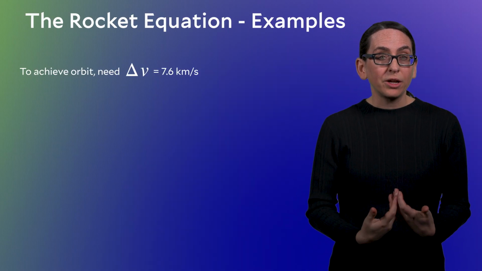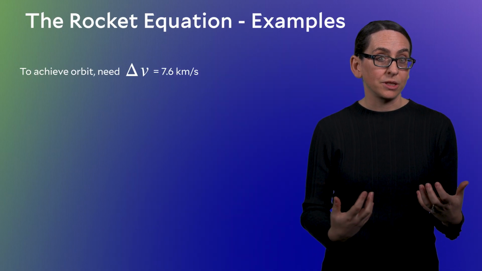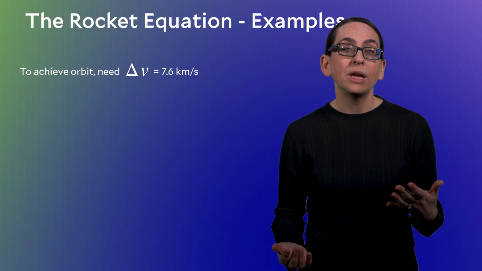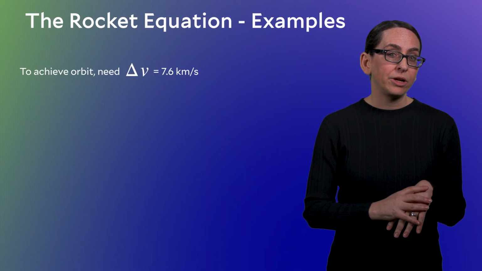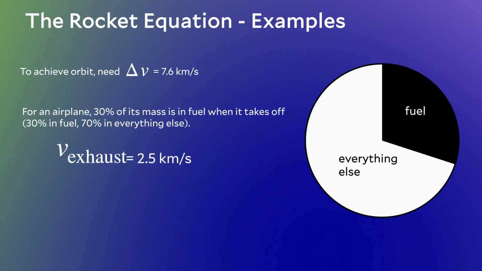We can use the rocket equation to figure out what fuel ratio I am allowed for a successful launch. So let's start with the fuel carried by a typical airplane. An airplane before takeoff is 30% fuel and 70% everything else. So the initial to final mass is 100 to 70.